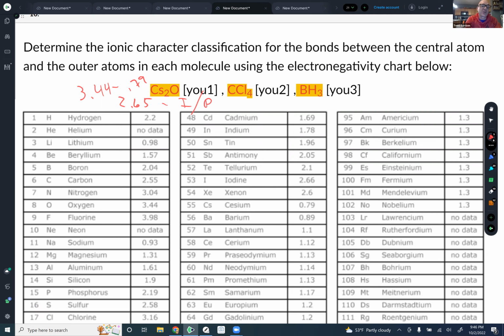Now, the C and the Cl: carbon is 2.55 and the chlorine is 3.16. So if you subtract those two values, 3.16 minus 2.55, you get 0.61, which is somewhere over the difference of 0.4, 0.5. And so that makes this one halfway, and it's called polar covalent. And if we talk about B and H, we have 2.04 and H is 2.2. The difference there is 0.16. And that one means that this one is nonpolar covalent.